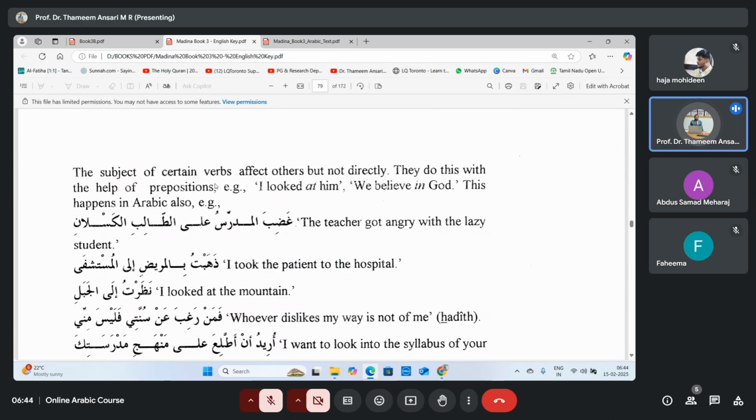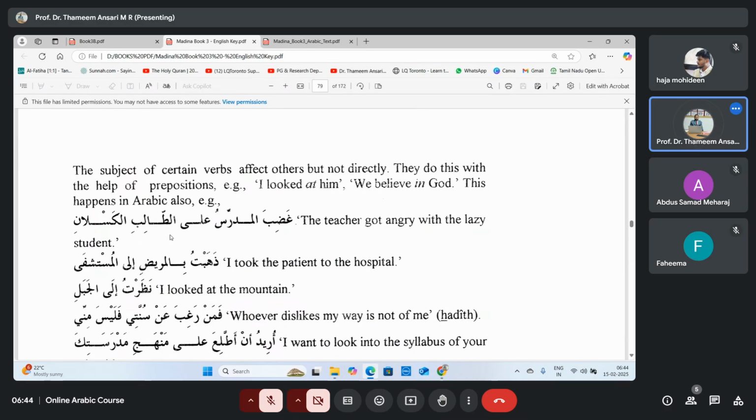The subject of certain verbs affects others but not directly. They do this with the help of prepositions. Example, I looked at him. We believe in God. This happens in Arabic also. Example, غضب المدرس على الطالب الكسلان. The teacher got angry with the lazy student.